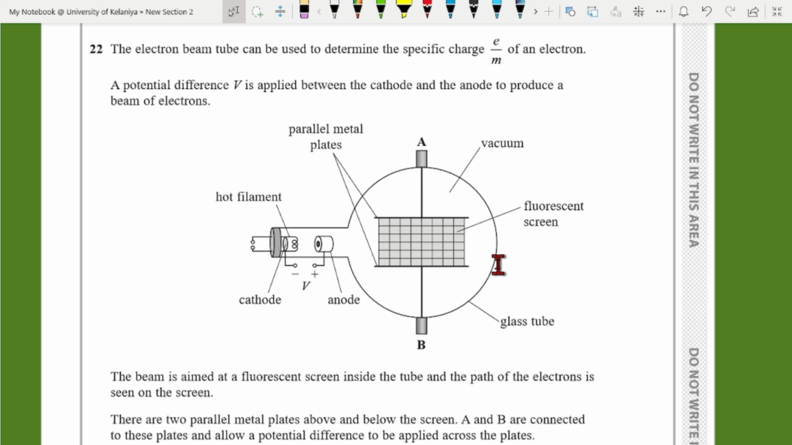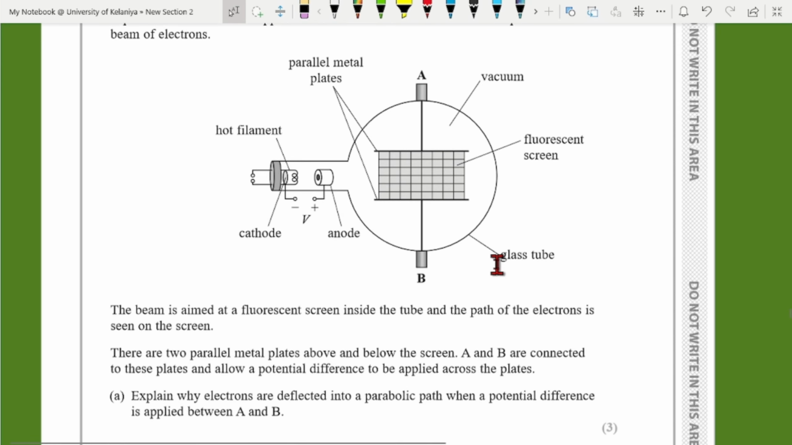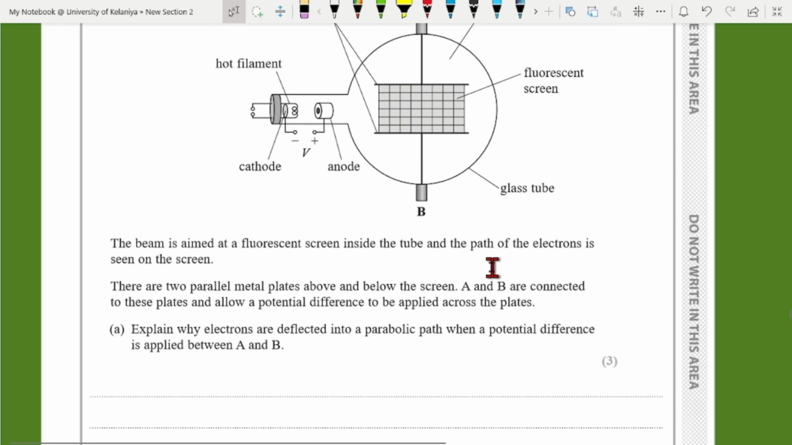Right, here we have parallel metal plates, and here we have a tube. The beam is aimed at a fluorescent screen inside the tube, and the path of the electrons is seen on the screen. There are two parallel metal plates above and below the screen. A and B are connected to these plates and allow a potential difference to be applied across the plates. Explain why electrons are deflected into a parabolic path when a potential difference is applied between A and B.